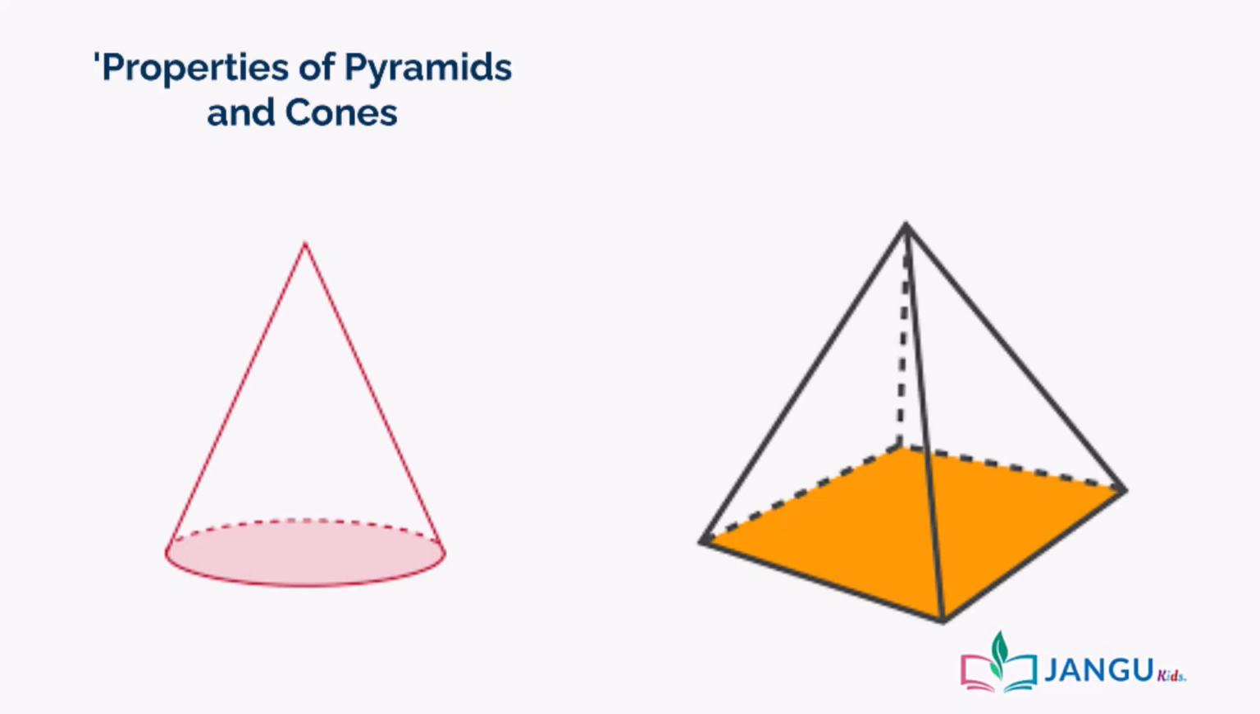Now let's look at pyramids and cones. Both pyramids and cones have a flat base and they have a pointed edge at the top. However, pyramids have 4 sides, 3 triangular sides and 1 square side, while cones have 2 sides, 1 curved side and a circular side. Pyramids have 8 edges, but a cone has only 1. Pyramids have 5 vertices and cones have just 1 at the top of the shape.